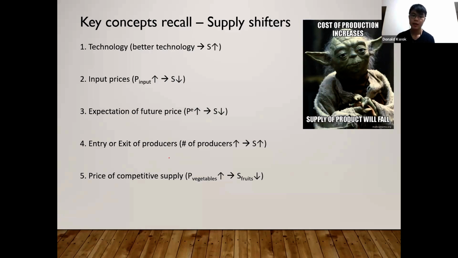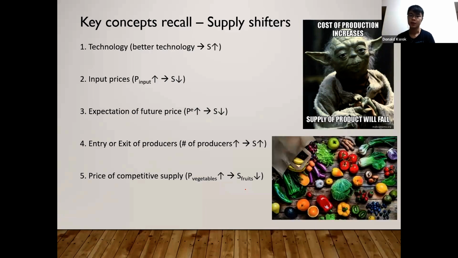And finally, price of competitive supply. Competitive supply means that the two goods use the same input or resources in production. The example I use here will be vegetables and fruits. Imagine you are a farmer who owns a farmland that could plant vegetables and fruits. If the price of vegetables increases, then you would plant more vegetables and less fruits instead. So the supply of fruits would fall. And ultimately, the price of fruits would increase, while the quantity transacted of fruits would fall.